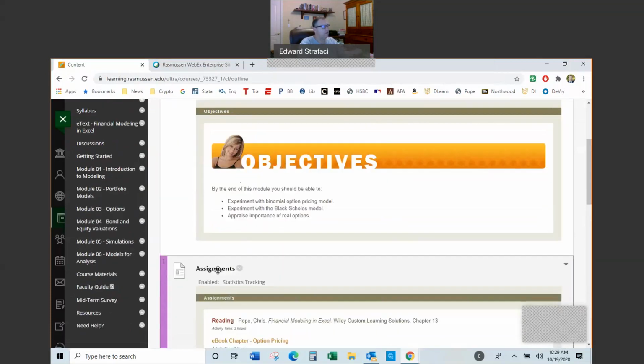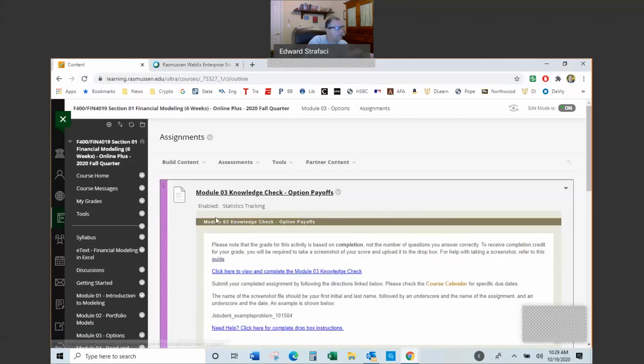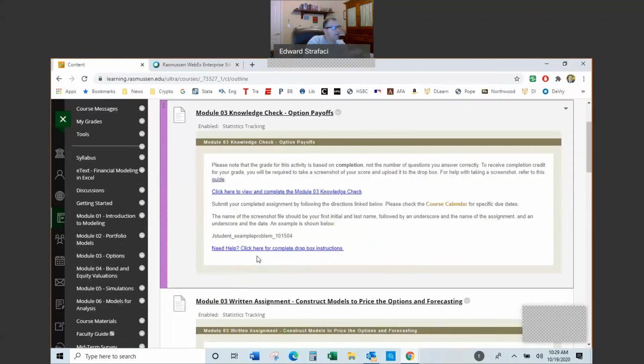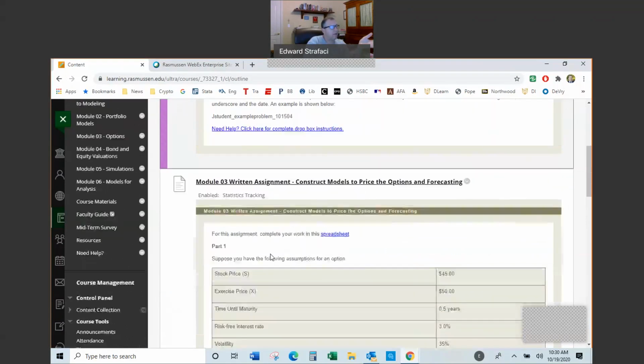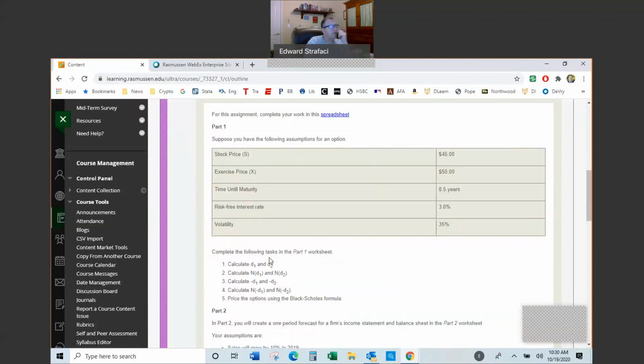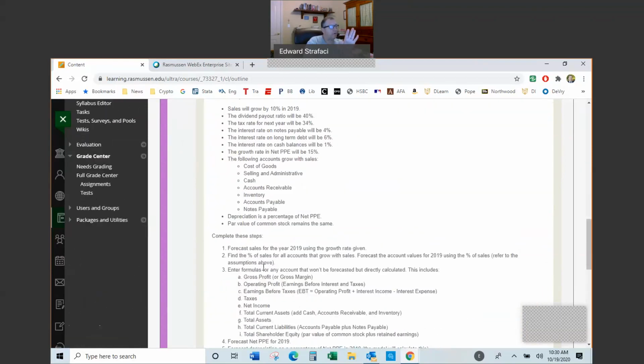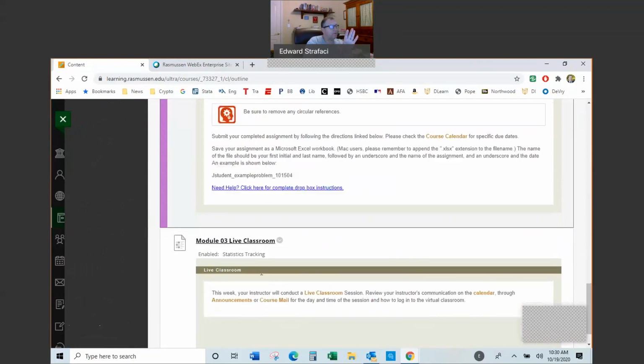Now, as far as the assignments go, let's go back to module 3. You're going to do a knowledge check. Make sure to use your first initial, last name, followed by an underscore and the name of the assignment. So you would do it this way. And there's your written assignment. Calculate D1 and D2. You could do all of this with your Excel spreadsheet. Do a 1-period forecast. Do it all with an Excel spreadsheet.